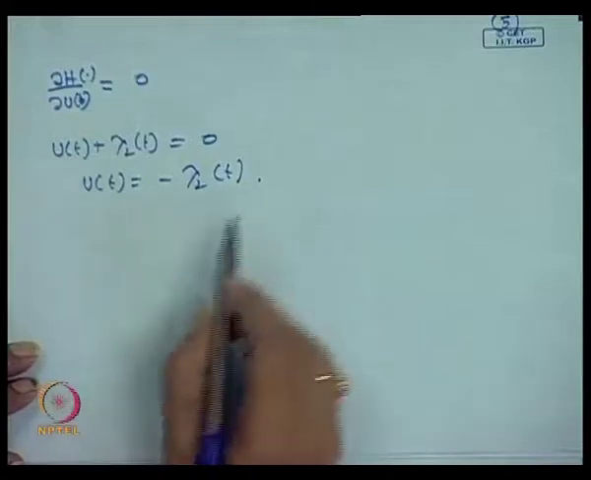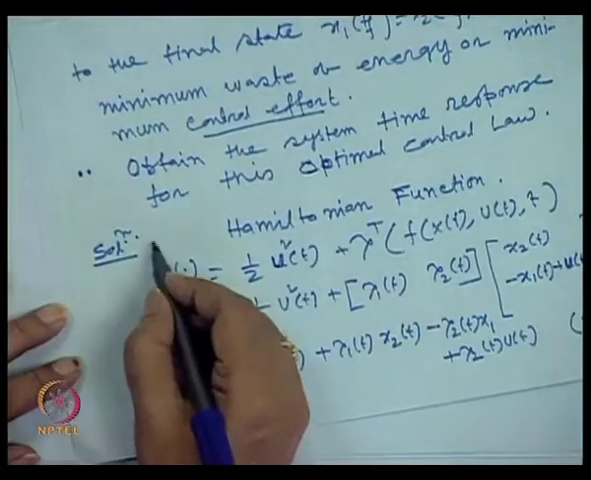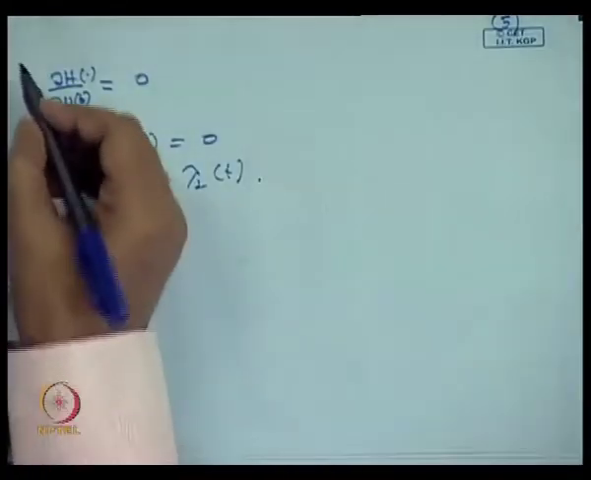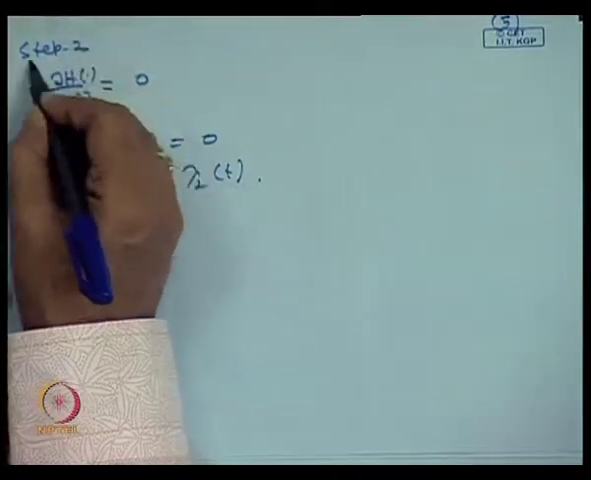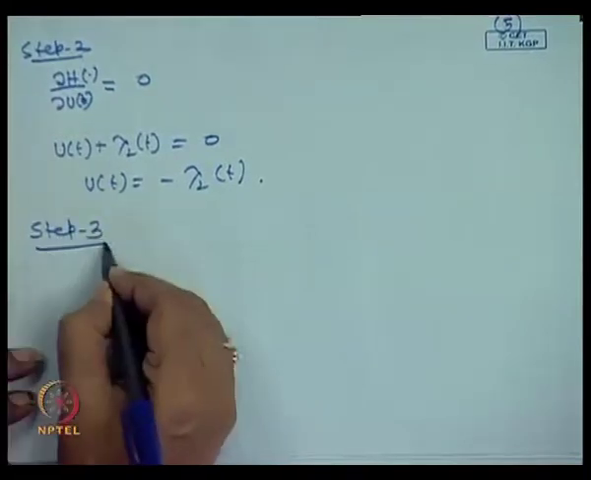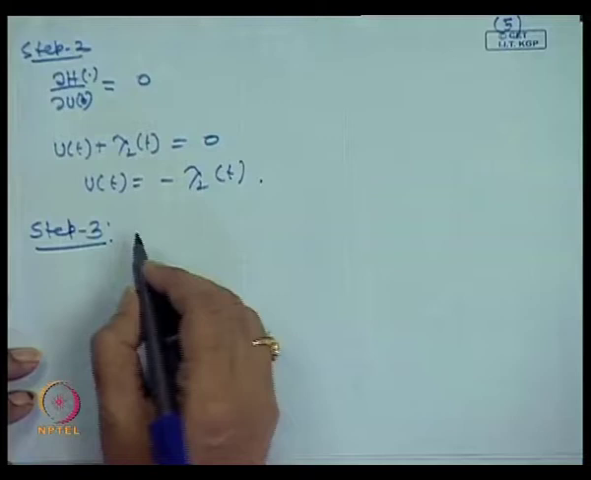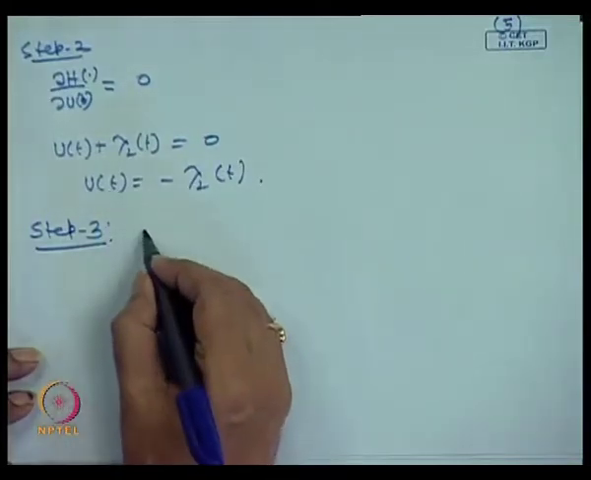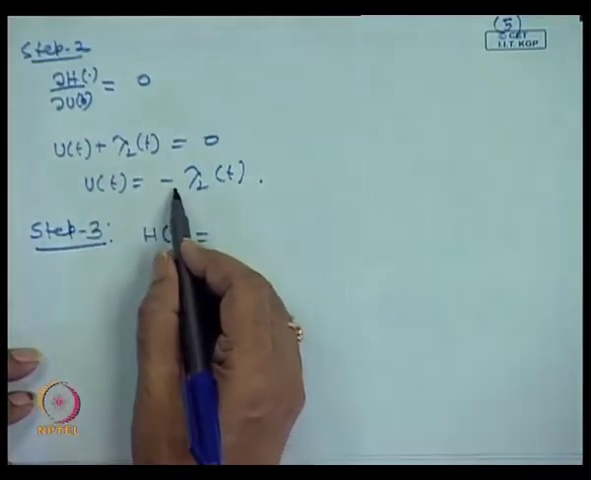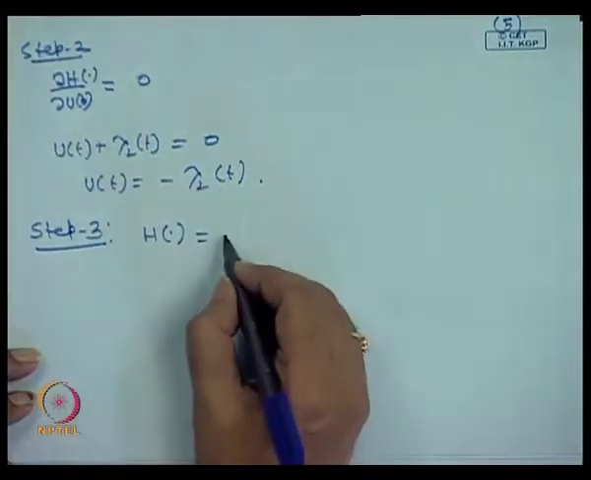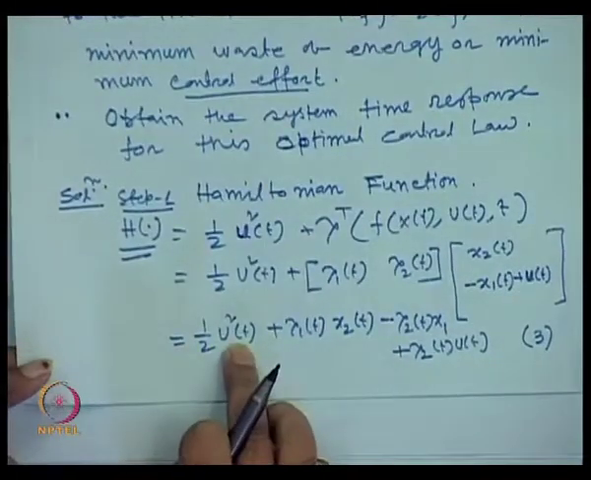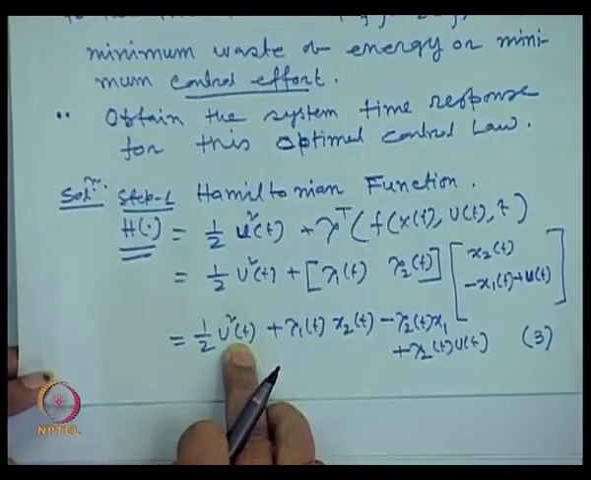So, the first step is to form the Hamiltonian function. The second step is to form del H del u. The third step, according to the algorithm we have written and are following, is using the value of u of t, we replace u of t by minus lambda 2 of t in H, then it will come as half, replace u of t by minus lambda 2 of t.